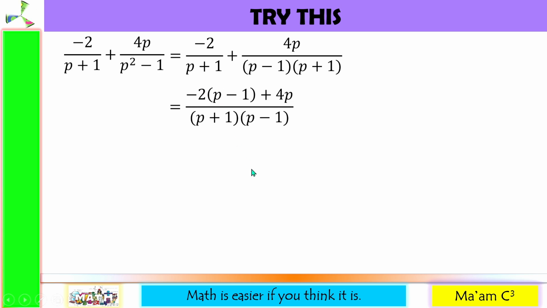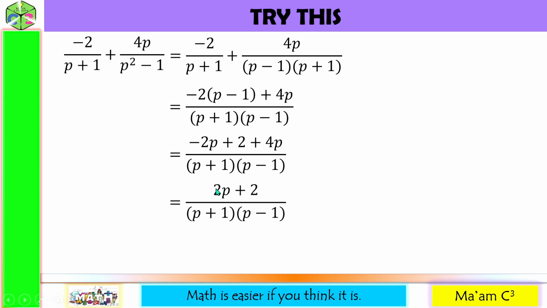Negative 2 times p is negative 2p. Negative times negative 1 is positive 2. Copy 4p. Let's copy our LCD. Negative 2p plus 4p is 2p. So we have 2p plus 2. Then in here, 2p and 2, I could factor out 2. 2p divided by 2 is p. 2 divided by 2 is 1. Copy the LCD. You will notice that we have a common factor, and that would be p plus 1. Let us cancel them. Our final answer is 2 over p minus 1.